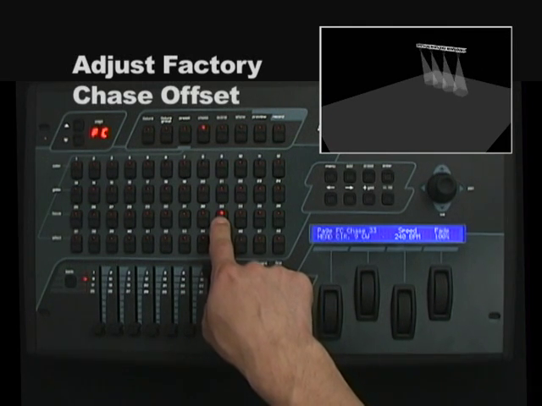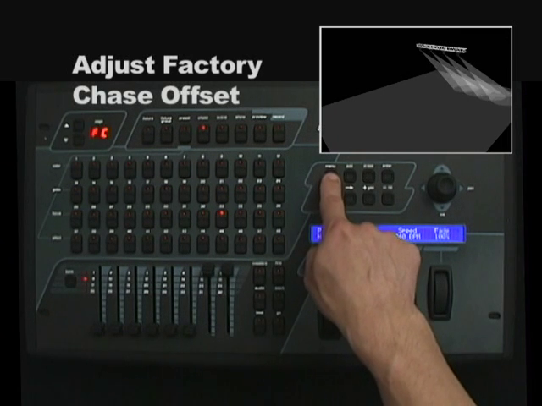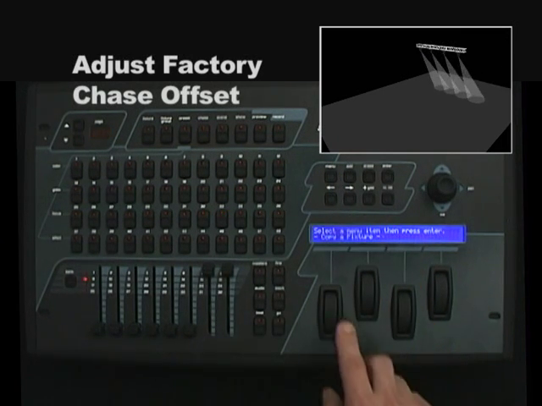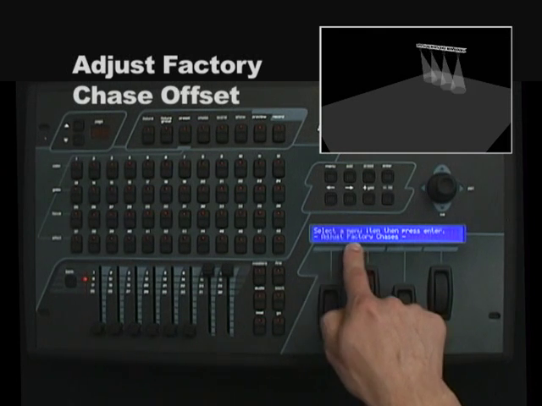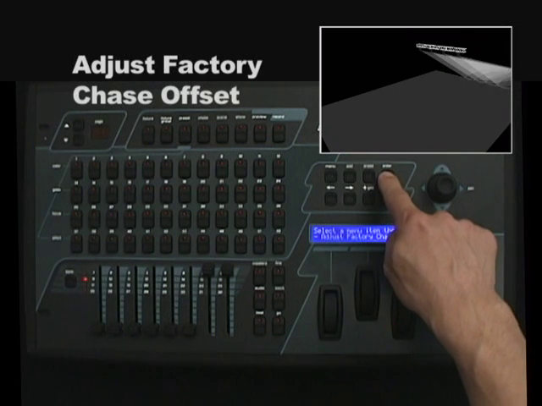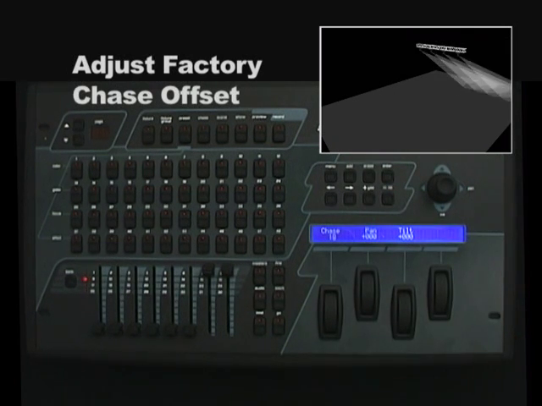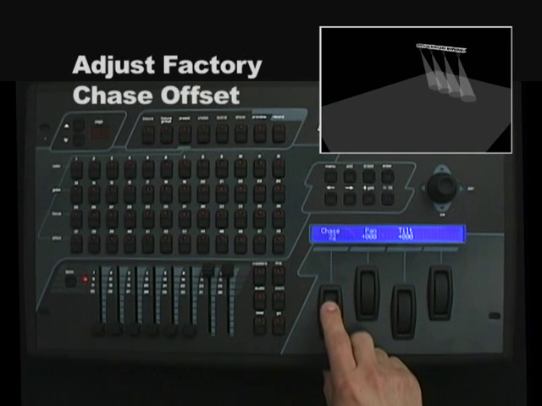Remembering that we've selected button number 33, we'll now adjust the offset for this factory chase by pressing the menu button, then using the data wheel to get to our Adjust Factory Chases option. Press Enter when you're there. We'll now adjust data wheel 1 to get to chase 33.